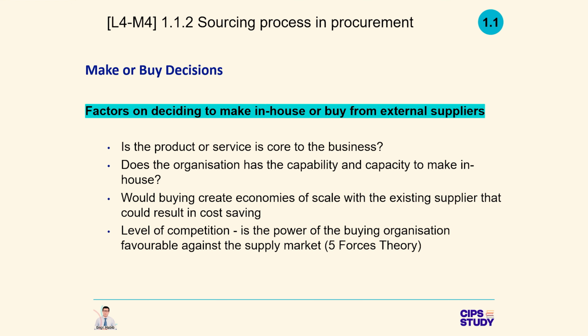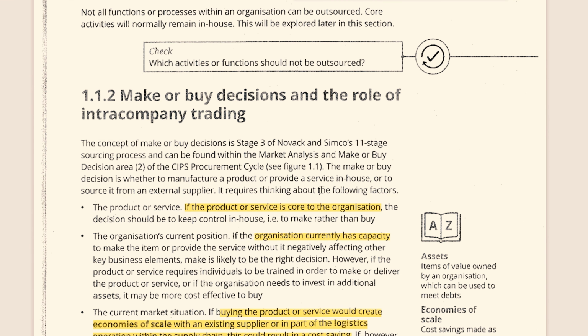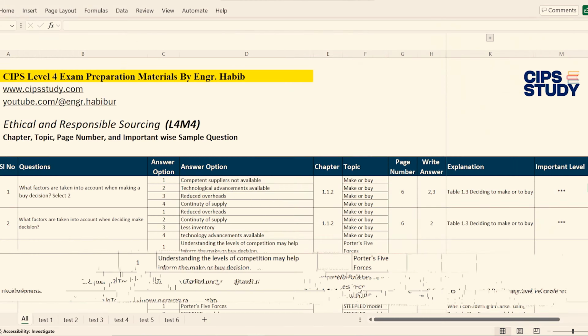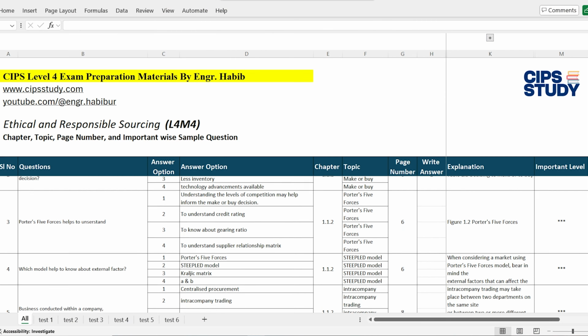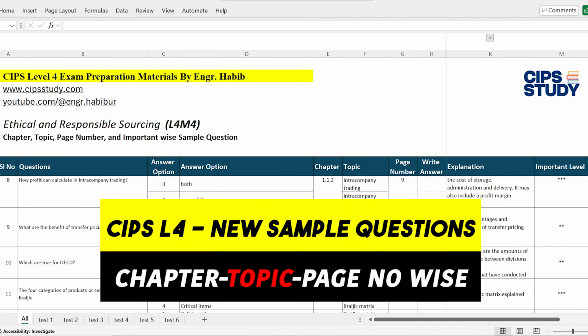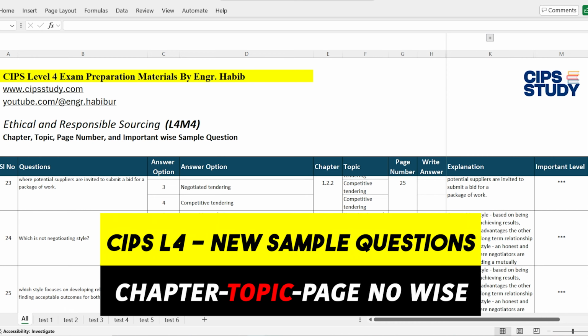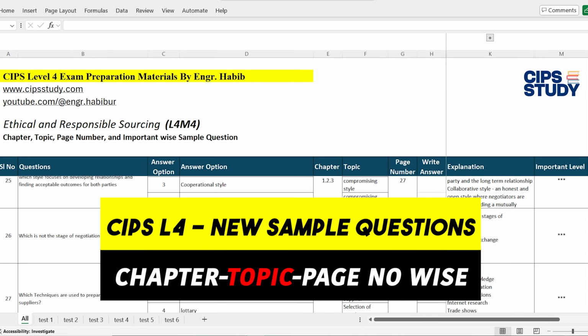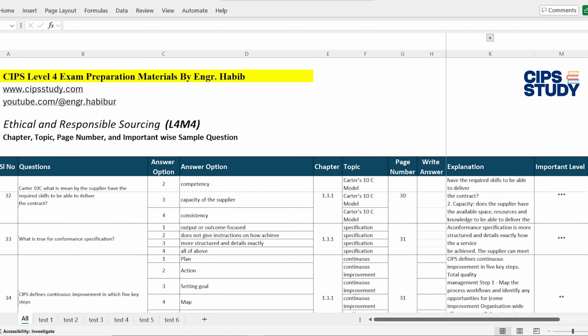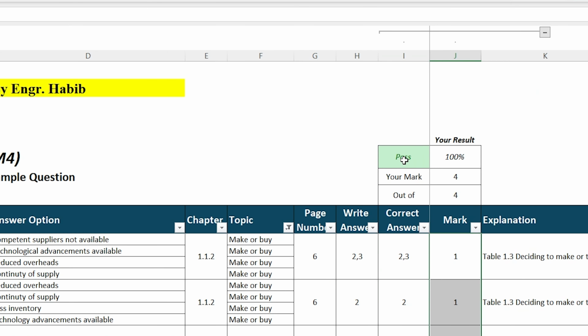In this video, we will first see our presentation about this topic. Then we will go to the book, to see what they are mentioning in the book. After that, we will practice the sample questions we are going to face in the real exam. Full sets of questions are available, totally 384 questions. With this Excel sheet, we will write the answers here, as well as check the marks we will get for this make or buy topic.